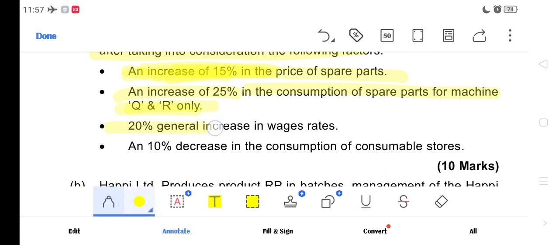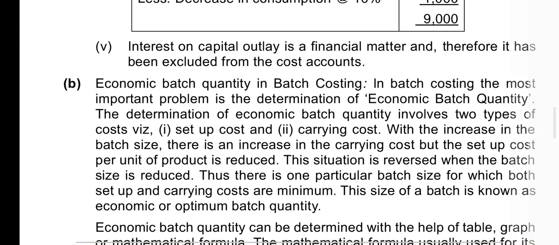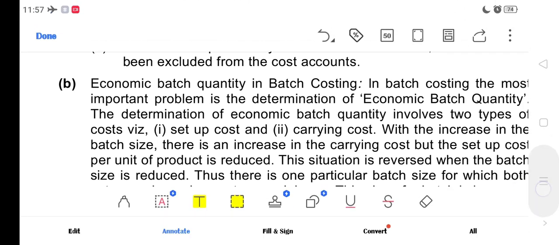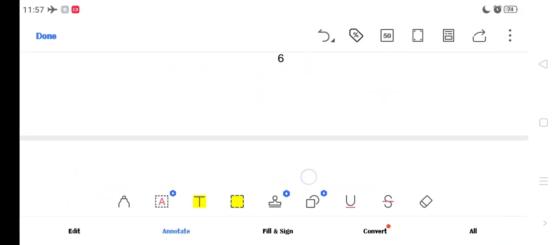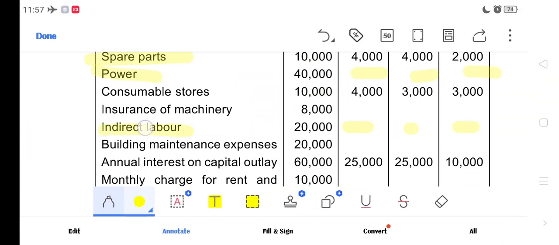And now there is a 20% general increase in wage rates. That means for indirect labor, I think. Yes, he hasn't given any direct labor, guys. Indirect labor only he has given.